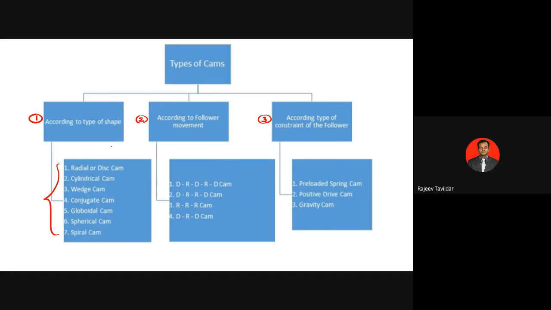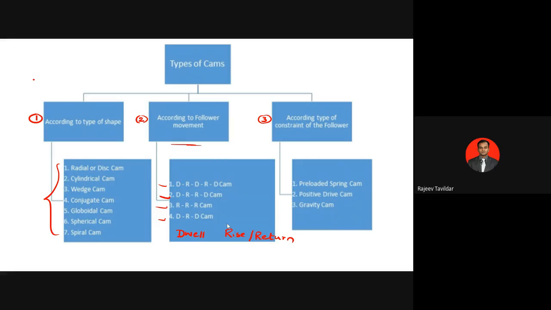Now, what about this according to the follower movement? So they say that it is DR, DRD, double R D, triple R, and DRD. So here let me write it. D stands for dwell, and one of the R is rise and another R is return.